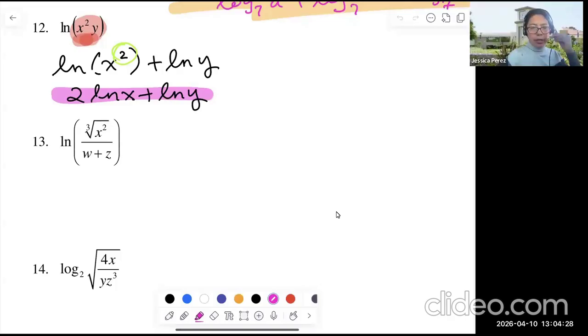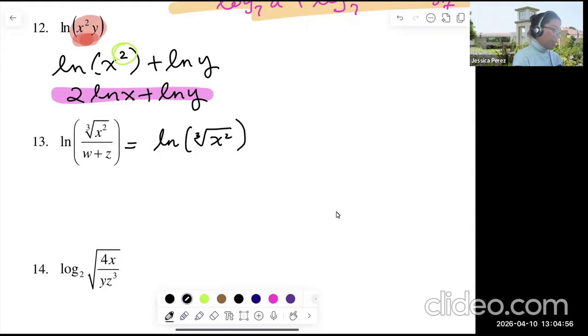Everyone, welcome back to the continuation of section 3.2. This is where we left off working on number 13. So right now we are mixing and matching all of the properties of logarithms, or ln. And the first thing that we see is that we have a division. So if we have a division, that means we are going to do subtraction first. So we have an ln of the cube root of x squared, and then minus ln of w plus z.